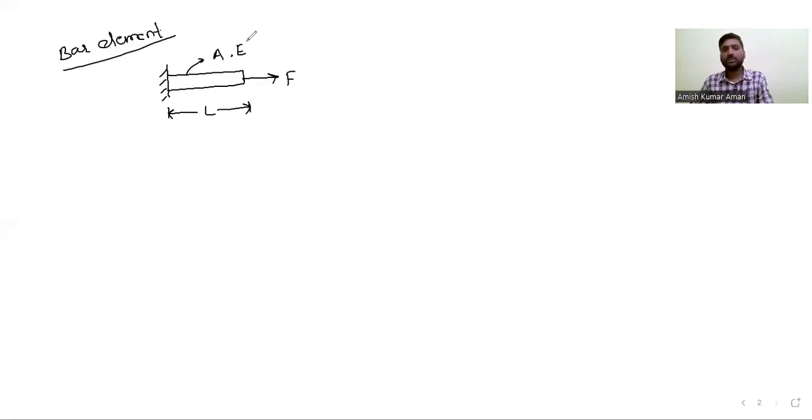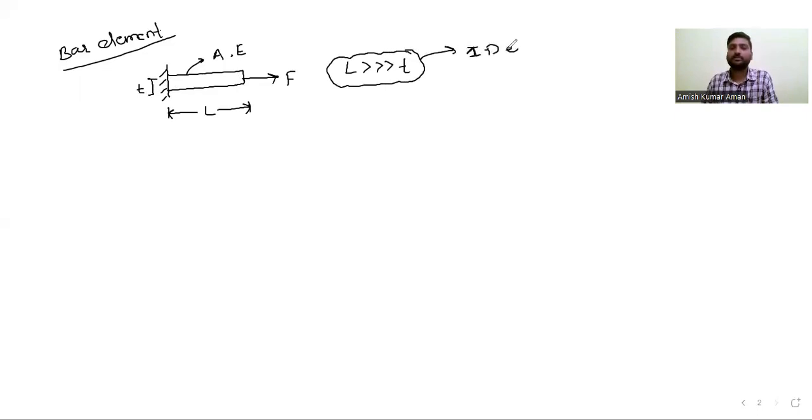One more question you can ask: Sir, you are saying this is a one-dimensional element, then why are you considering area of cross section? See, why are we considering this bar element or beam element as a one-dimensional element? Because compared to its length, its thickness is very small, right? If you see its length and this is the thickness, the length will be greater than the thickness of the element. If such a condition holds, we will consider this as a one-dimensional element.